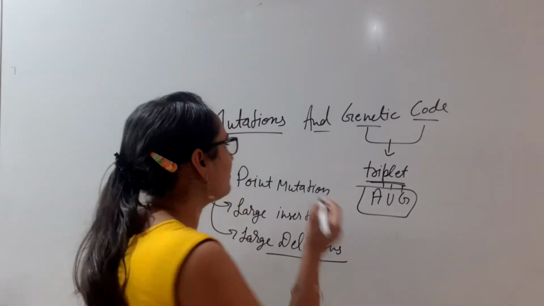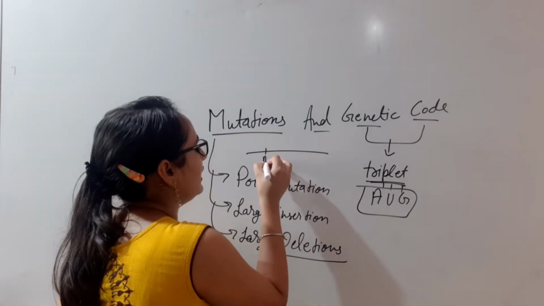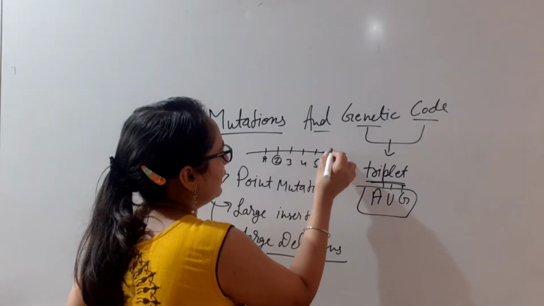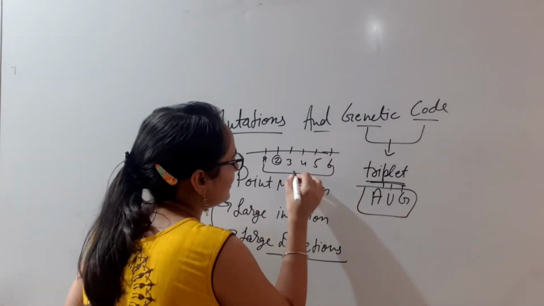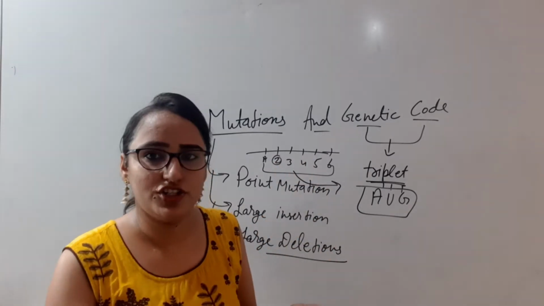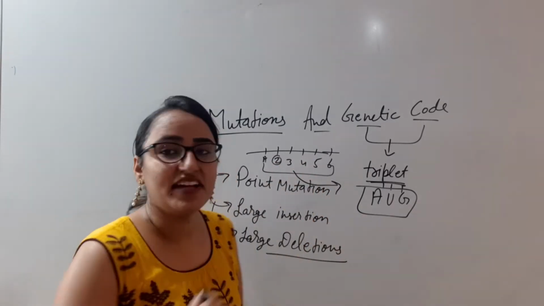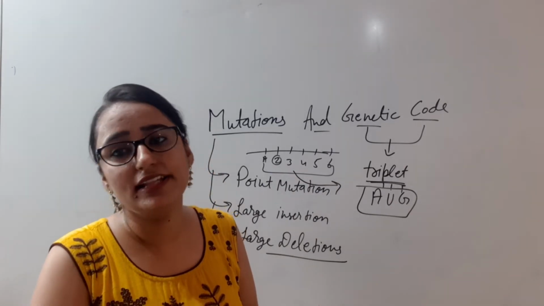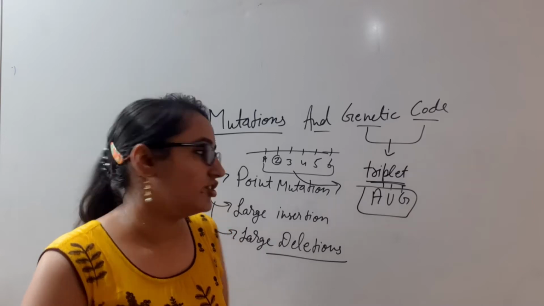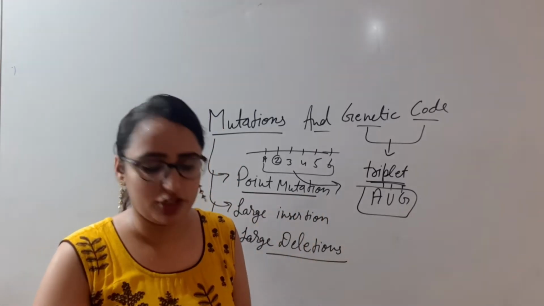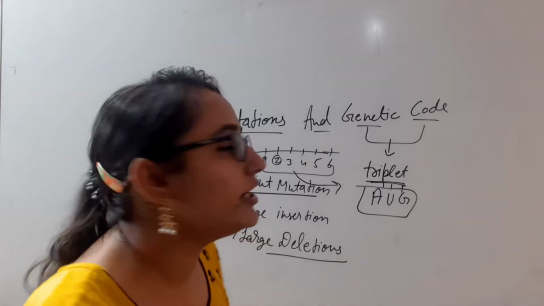For example, suppose this is an RNA A, this is second nucleotide, third, fourth, fifth and sixth. Suppose these nucleotides get deleted from this RNA, so this is large deletion. If this particular stretch gets inserted at a particular position in a particular RNA, then this is large insertion. Okay, and in today's lecture we will focus on the point mutation. Okay, so what is this point mutation?